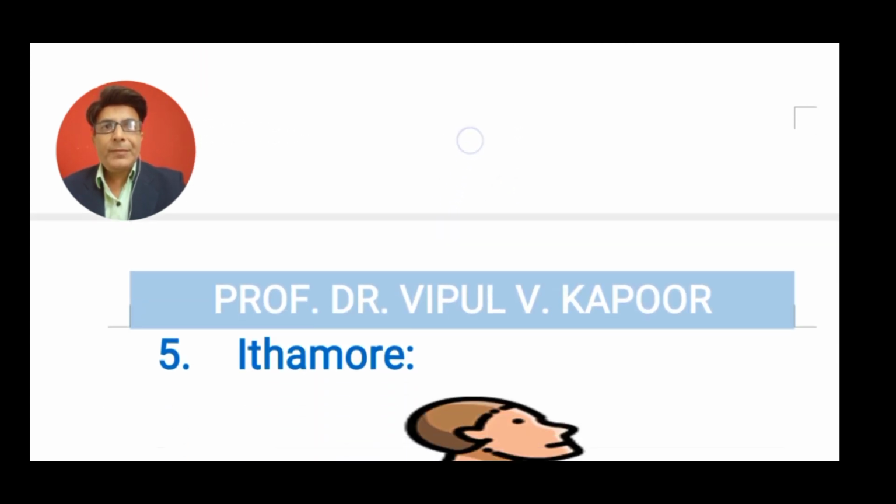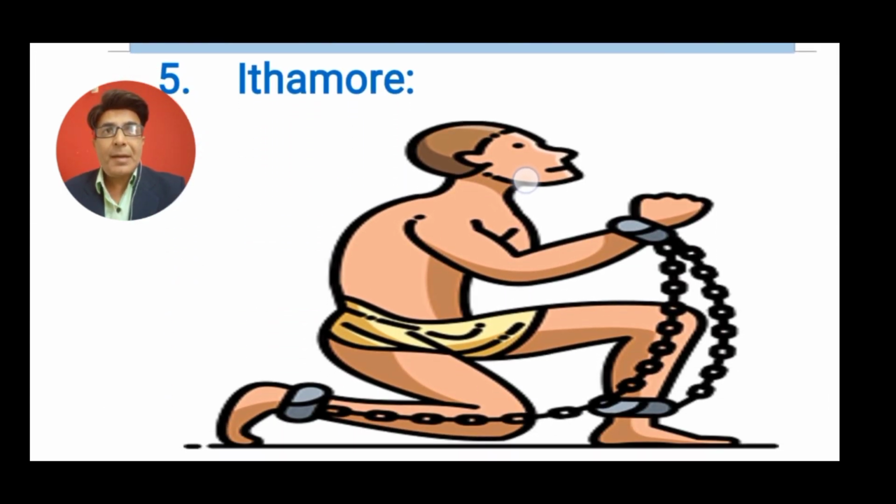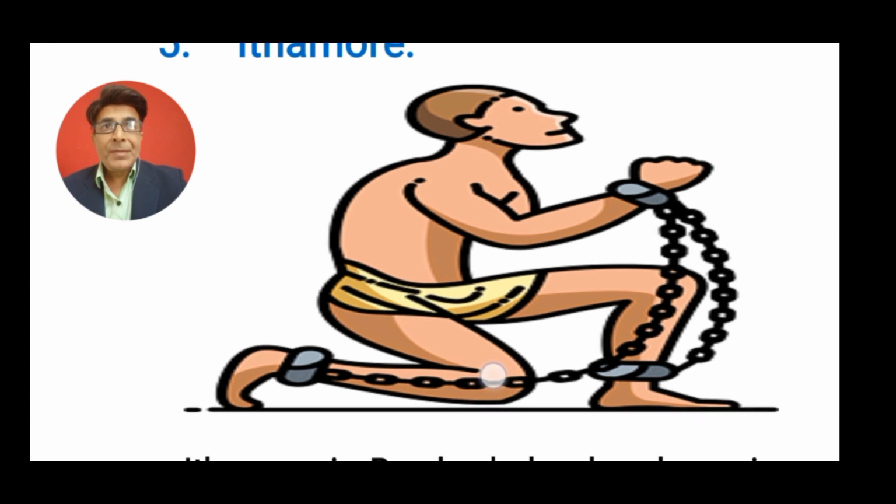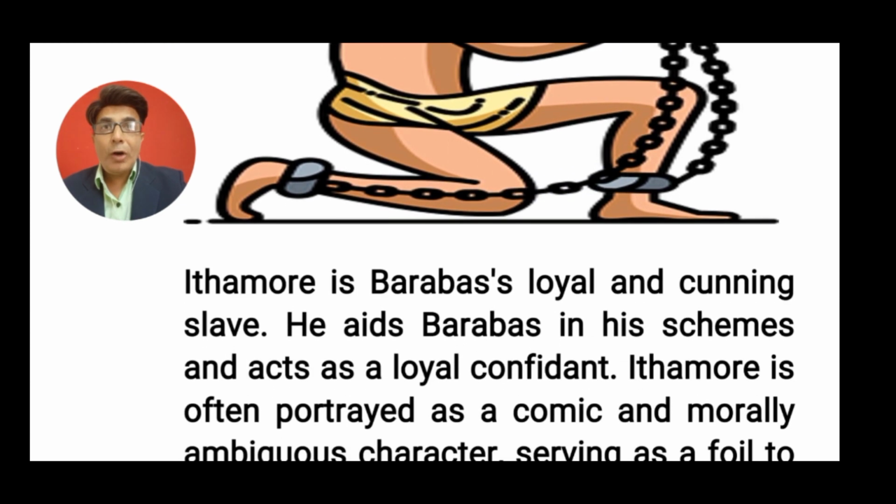And the fifth character is Ithamar. Ithamar is a slave. As you can see in this picture, he is the slave of Barabas, a loyal slave, a loyal servant of Barabas, and he helps Barabas in all his plans to kill people in order to achieve richness in his life.